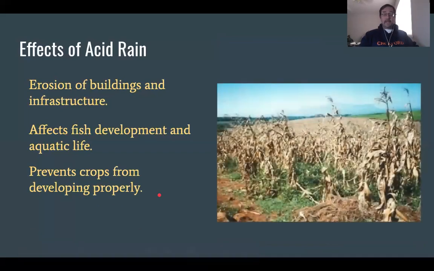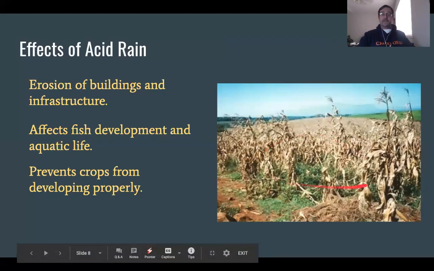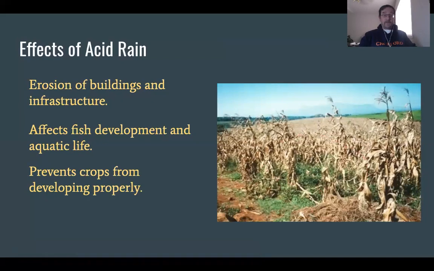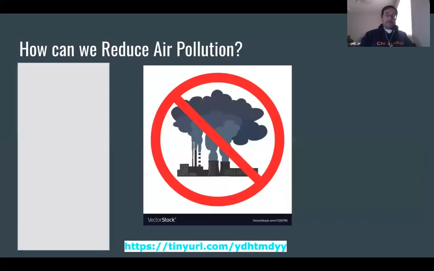Okay, and finally, acid rain can prevent crops from developing properly. Now, in Alberta, we're pretty spread out and we don't have the population density that cities like New York and LA have. So we don't have as disastrous an effect on plant growth in Alberta. This is actually taken from India, where the population is much greater and the acid precipitation is much higher because of all of the fossil fuels being burned. This isn't as much of a problem in Alberta, but the first two are a pretty big problem for us.